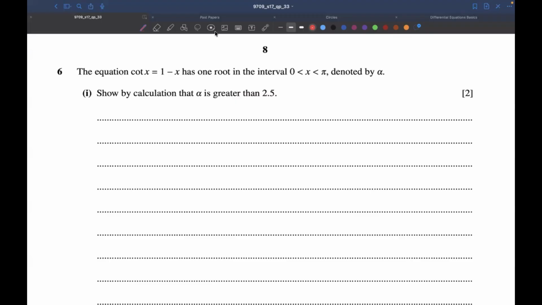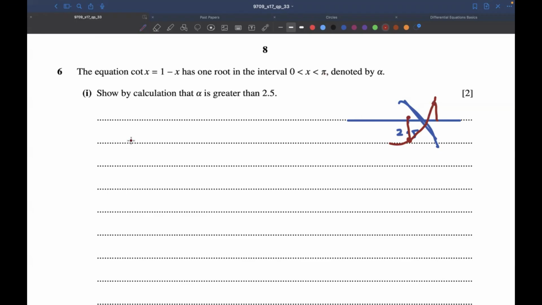In question 6, it says that the equation cot x equals 1 minus x has one root in the interval denoted by alpha. We have to show by calculation that alpha is greater than 2.5. What this means is, if I draw an x-axis and the root is greater than 2.5, the curve could be going upwards or downwards. In any case, when we put 2.5, it will have a negative or a positive value. And if we place a value greater than 2.5, there will be a change of sign, which will show that the root will be greater than 2.5 but lesser than that particular value.